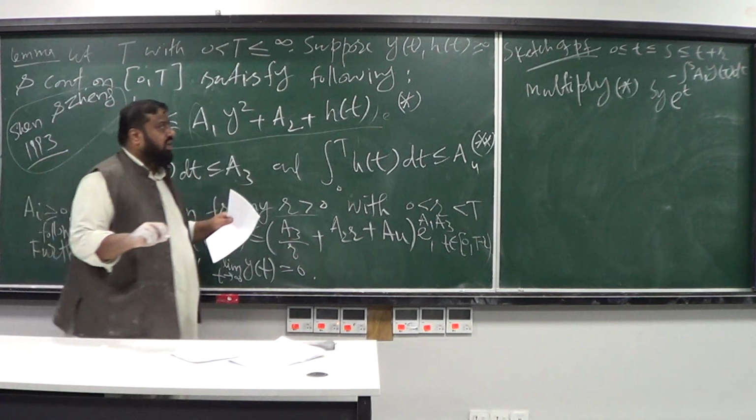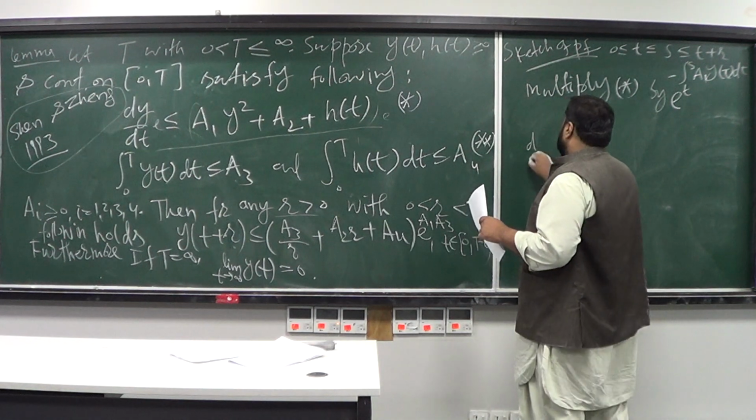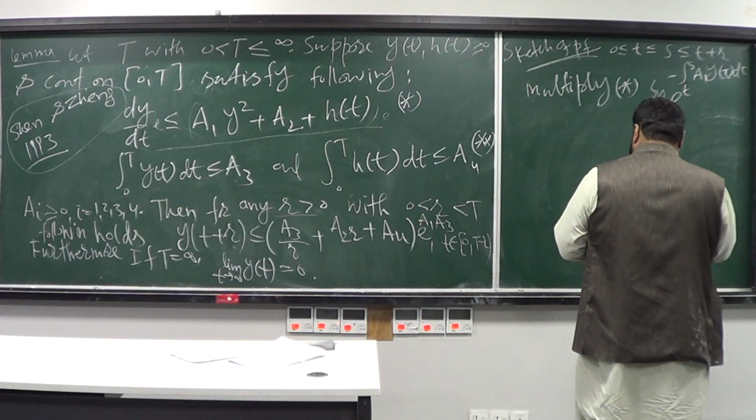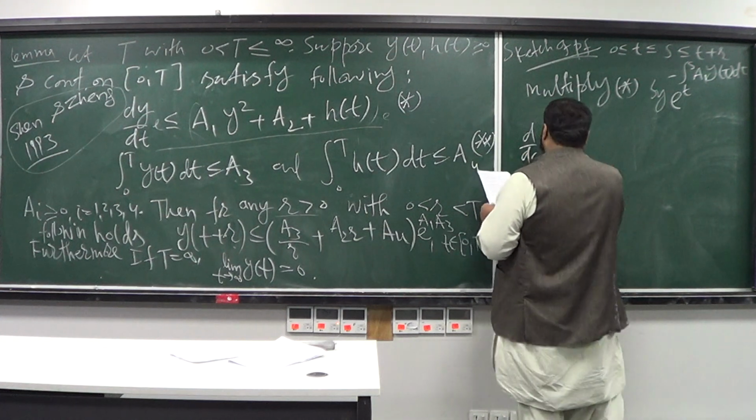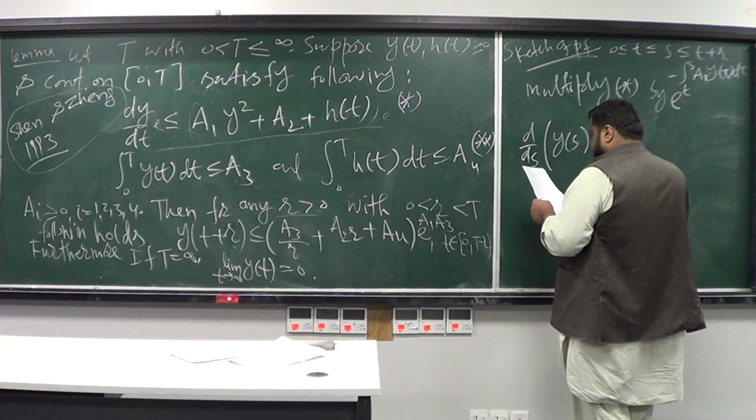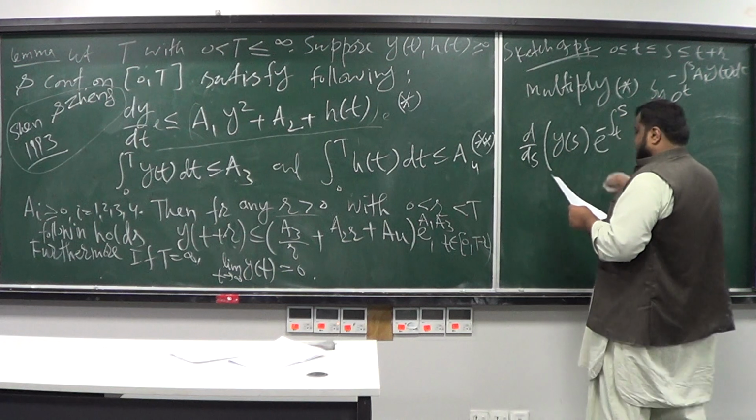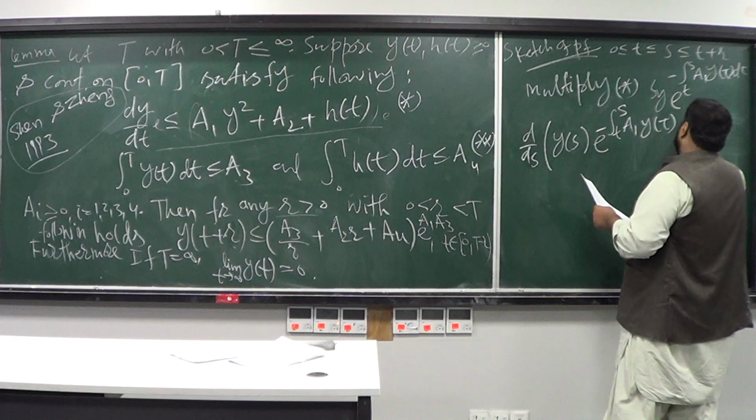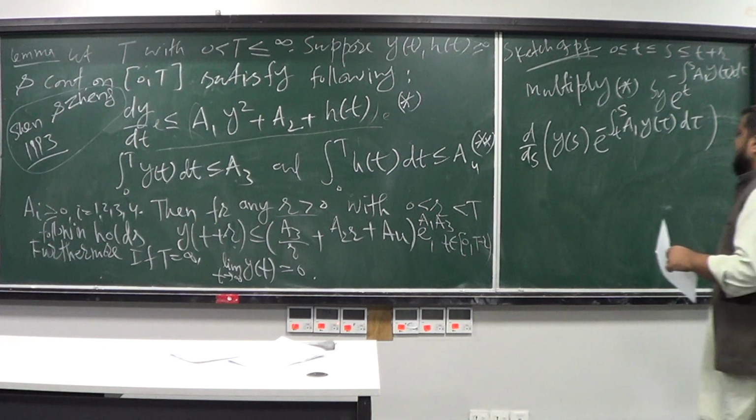Okay. Then after multiplication, the inequality can be rewritten as d by ds of, say, y of s e to the negative integral from t to s of a1 y of tau d tau. Okay, let's calculate this expression and let's see what we get. So if you calculate this expression, what are you going to get?